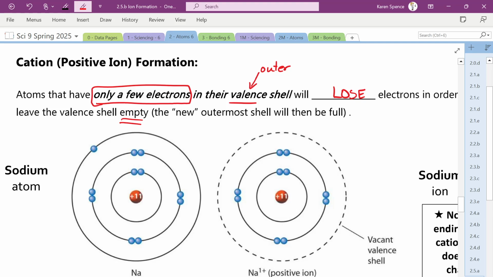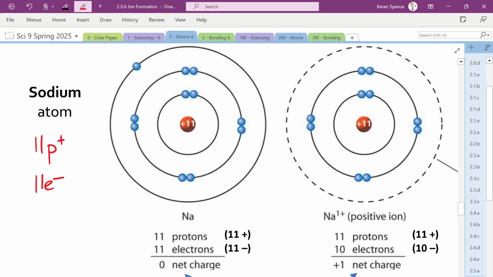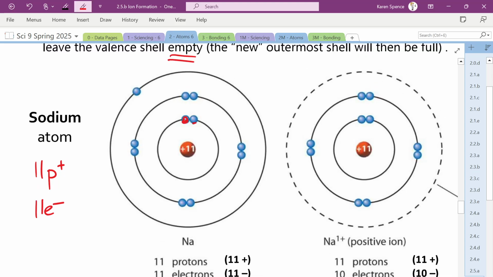So here's a sodium atom. Sodium has 11 protons. That's its atomic number. That means it also has 11 electrons. So we can fill that in. Oh, it's already filled in there. 11 protons, 11 electrons. So we have 1, 2, 3, 4, 5, 6, 7, 8, 9, 10. That fills up our second shell. And so that last electron has to go into the third shell.